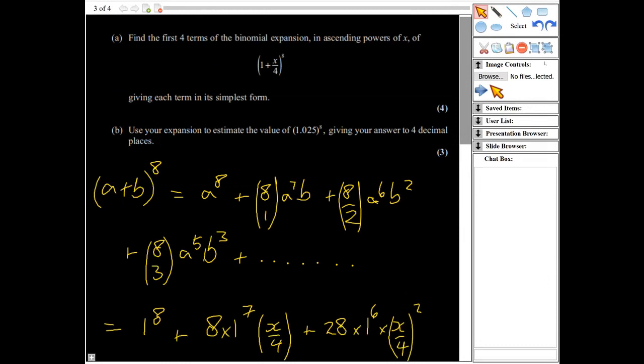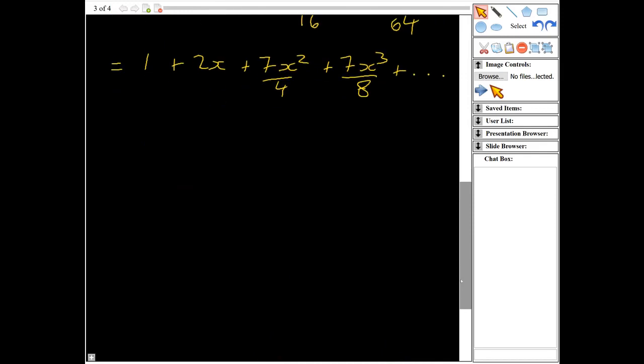So part B says, use your expansion to estimate the value of 1.025 to the power of 8, giving your answer to 4 decimal places. So what we've got to do here is see the connection between this 1 plus x over 4 to the power of 8, and then using that to work out the value of 1.025 to the power of 8. So this is part B.